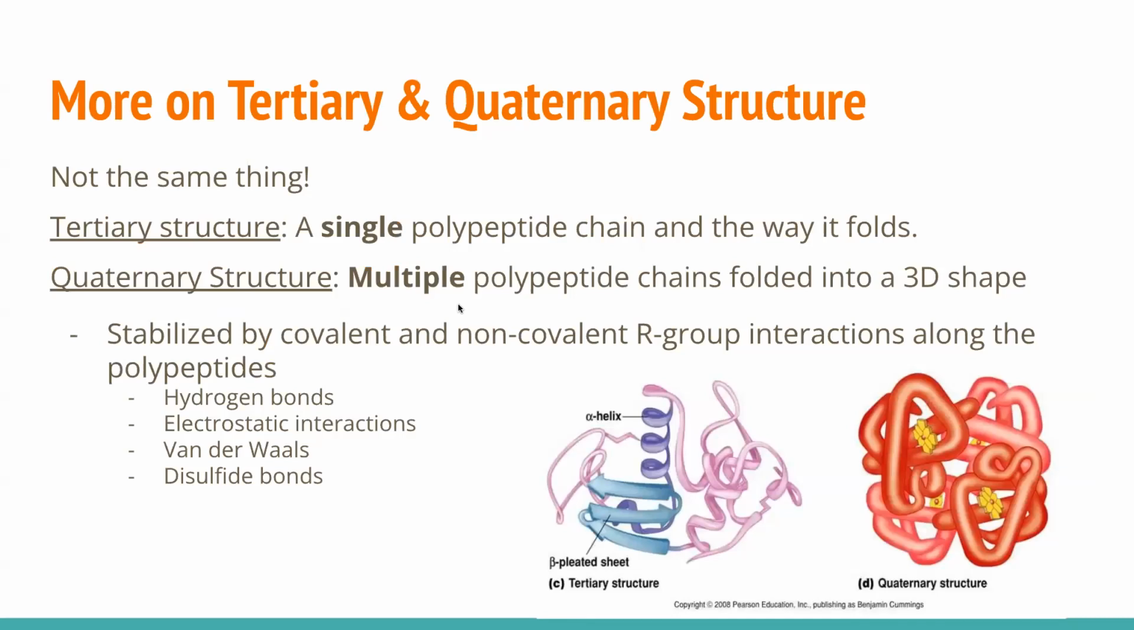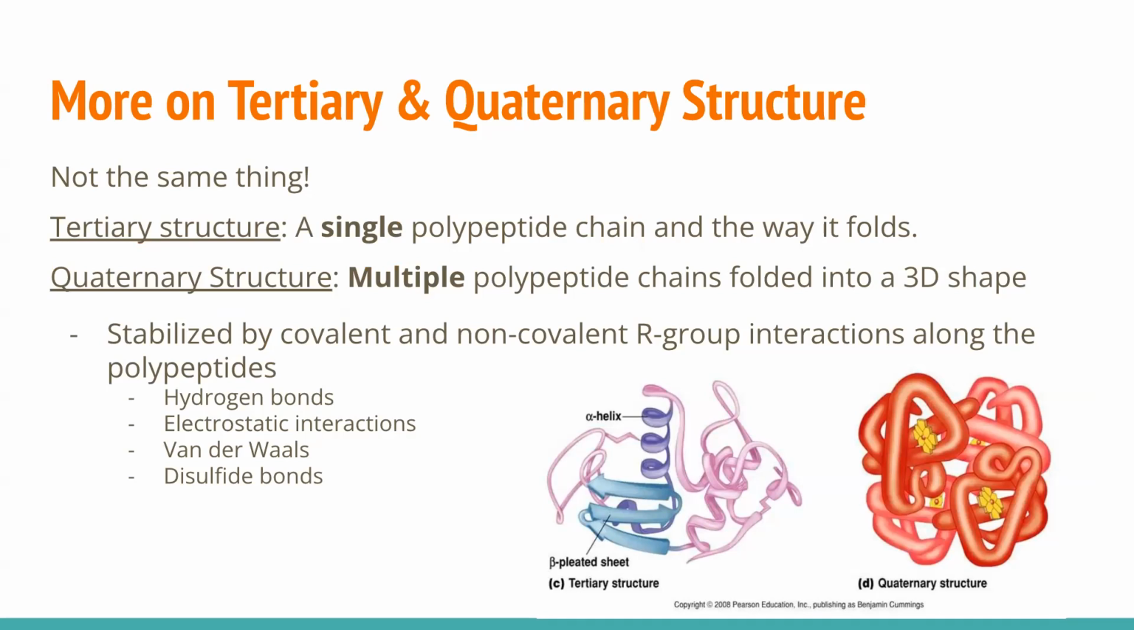Okay, so like Jen was saying before, they're not the same thing. Like I just mentioned, quaternary structure is multiple polypeptide chains. Tertiary structure is a single one, like she said before. Not every protein is going to have quaternary structure. Every protein has tertiary structure, or at least a theoretical tertiary structure.